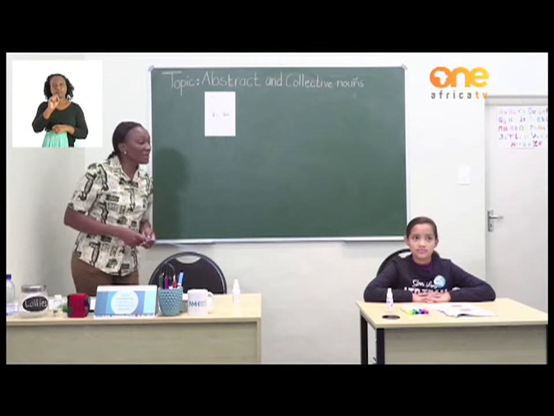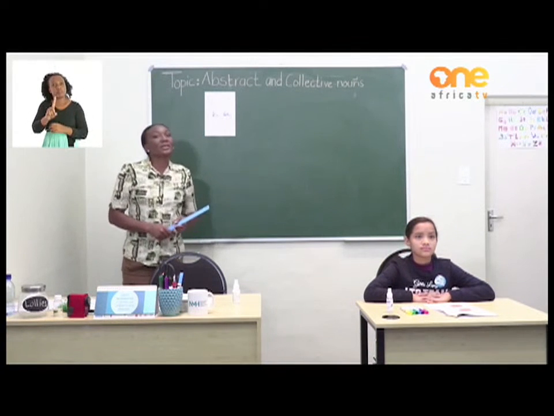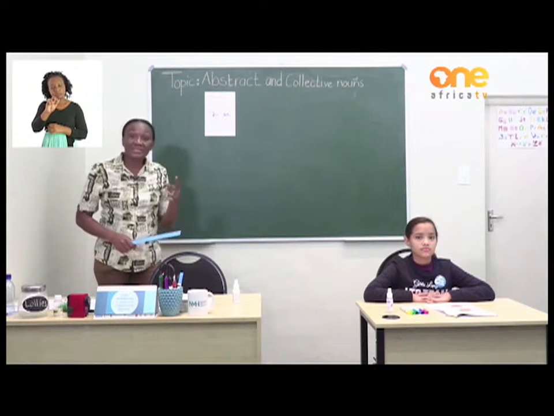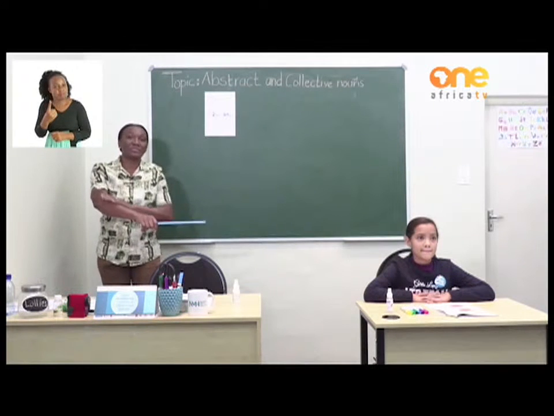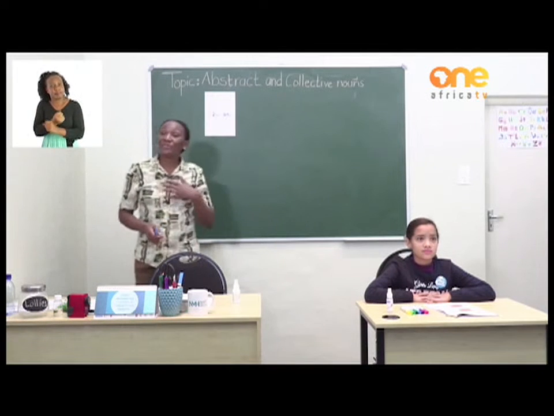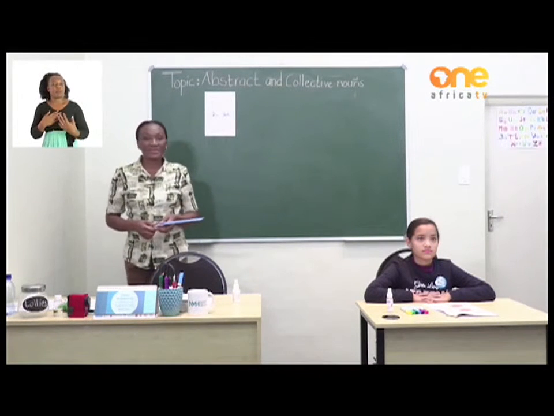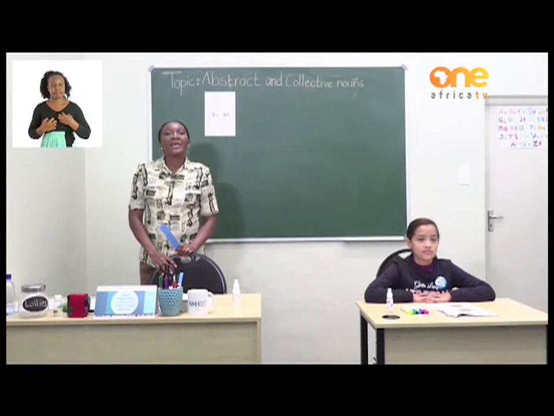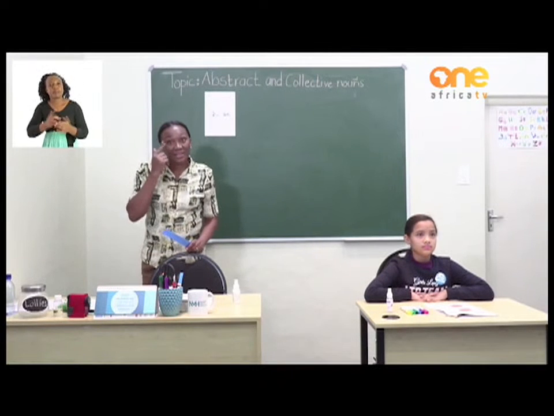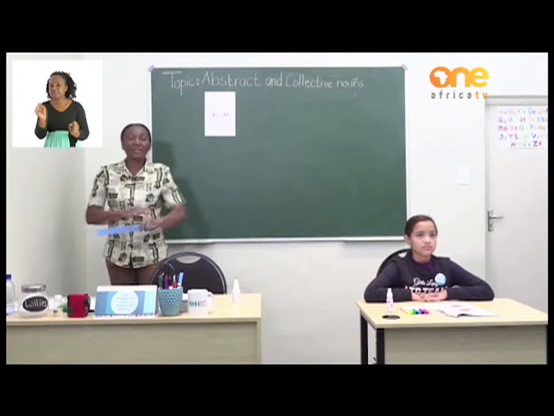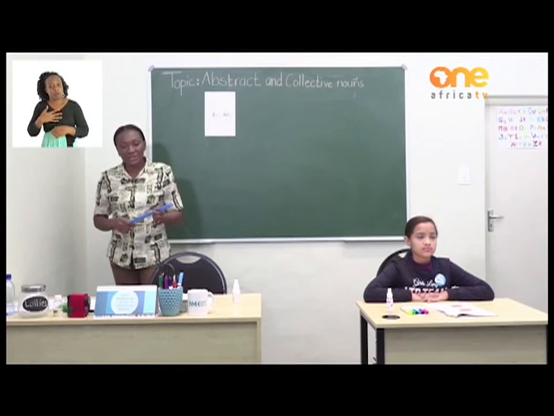What is an abstract noun, Chanel? An abstract noun is something that we cannot see, touch. It is often a feeling or an emotion. What did I just say? I said an abstract noun, it is something that we cannot see, touch. It is often a feeling or an emotion.